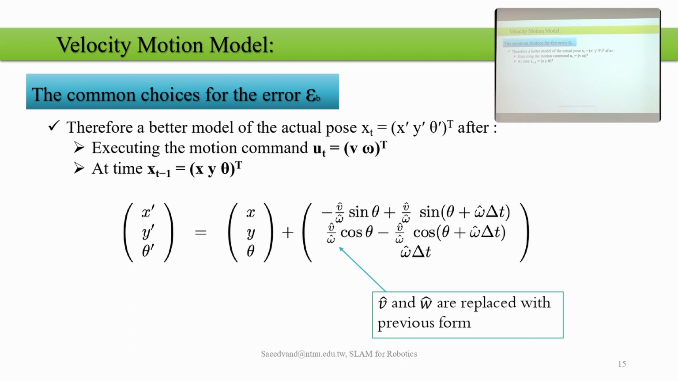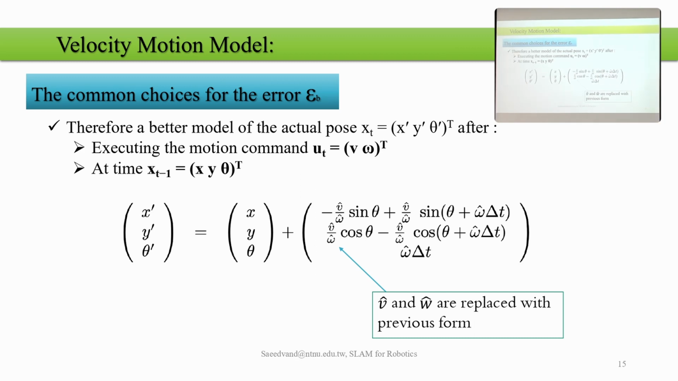The better model of the actual pose, xt equal to x prime, y prime, theta prime, after running the motion command v and w at time xt minus 1, can be this term over here. But what we studied, simply everything is the same. We just change the v and w to v hat and w hat, that includes noise too.